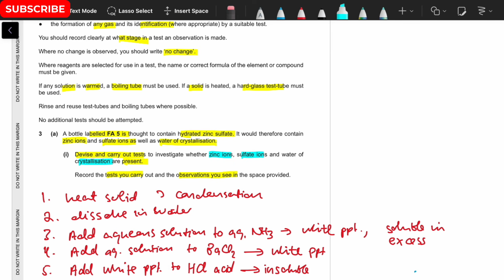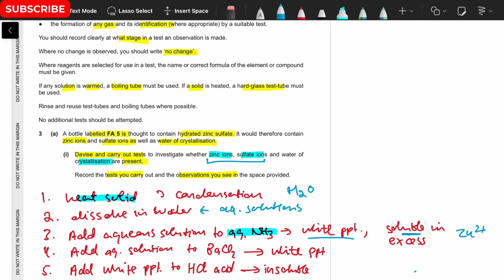So what we're going to do is take our solid, and if we heat our solid and we end up with condensation, that means we have water of crystallization present, right? Because it would evaporate and condense. Then we're going to have to dissolve our solid in water to produce aqueous solutions. So we can carry out further tests to identify whether we have zinc ions and sulfate ions or not. We could take a portion of our aqueous solution and add it to aqueous ammonia. If this produces a white precipitate that is soluble in excess, then we certainly have zinc 2+ ions.